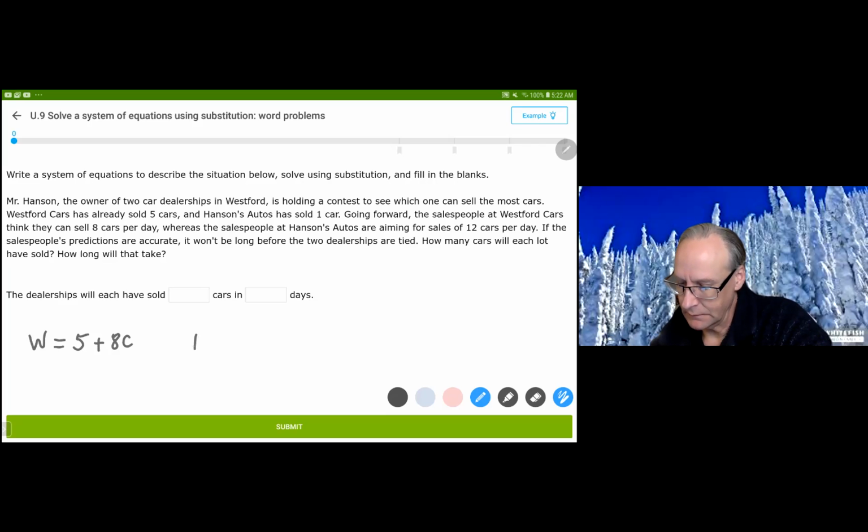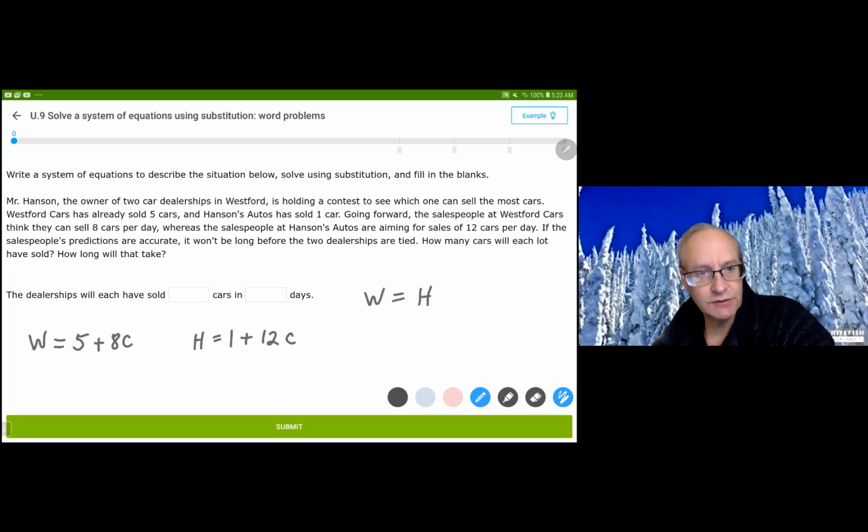Hanson's has sold 1 car, and they think that they can sell 12 cars per day. And so what we're looking for is when will the 2 pass each other up? The day that they're tied is the day that one starts getting ahead, or that's how we want to find the break-even point, or the time when they're tied. So we are going to find out when will Westford Auto be equal to Hanson's.